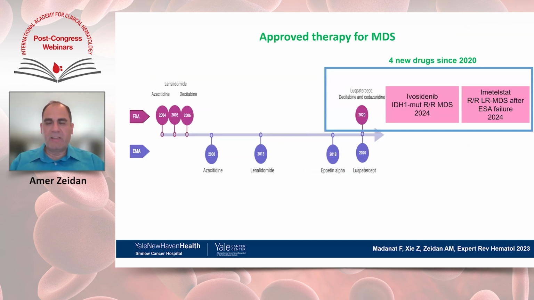So now moving from the classification updates to the therapeutic updates. And as you know, MDS for many years has not seen development of new therapies. However, in the last few years, we finally broke this deadlock and we have several drugs approved. We have an oral version of decitabine, oral decitabine-cedazuridine. We have luspatercept. We have ivosidenib, which is an IDH1 inhibitor. And most recently, we have imetelstat. So 4 drugs have been approved in MDS in the last few years.